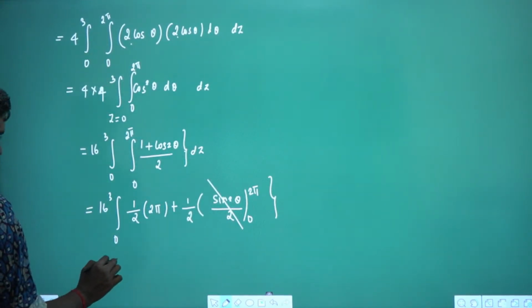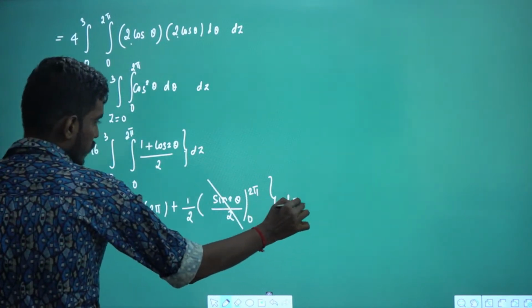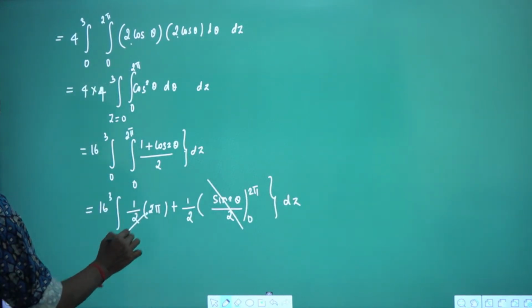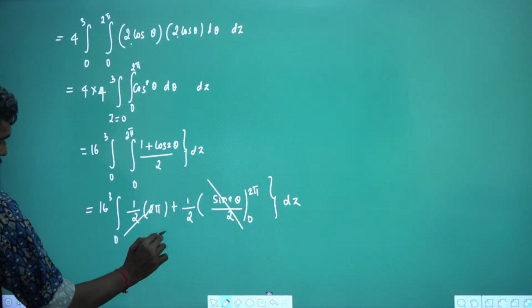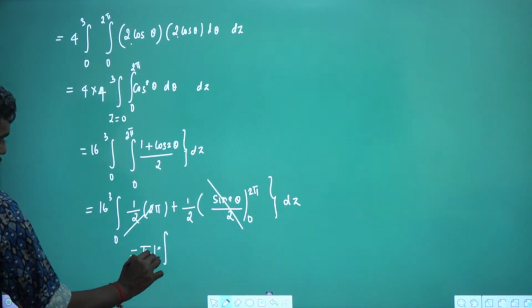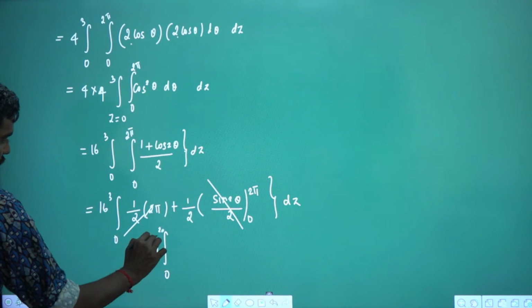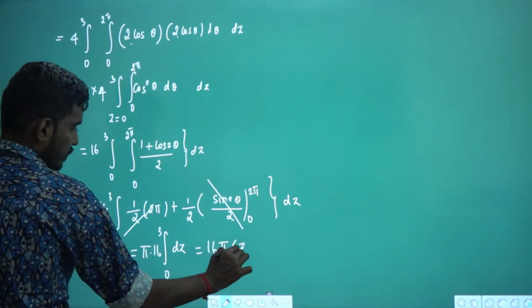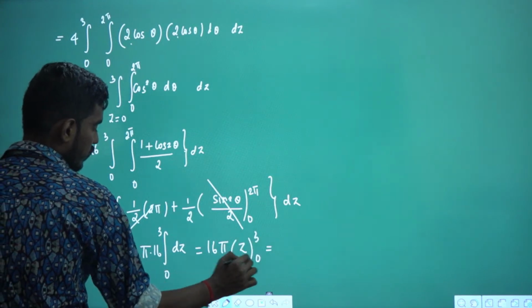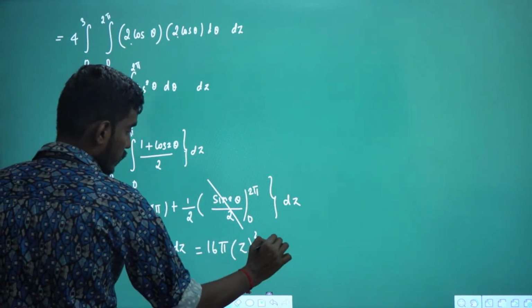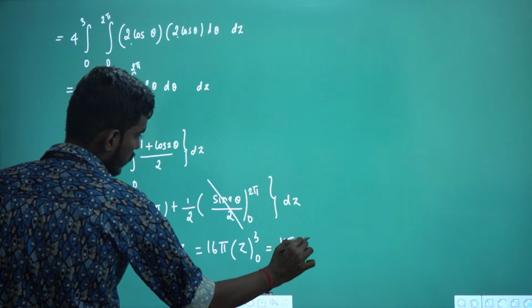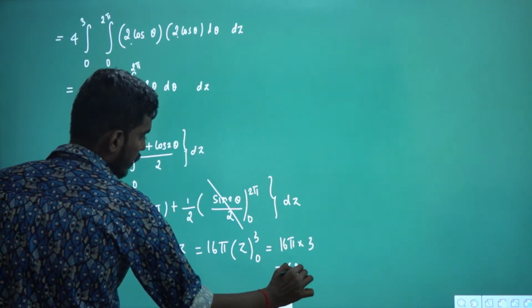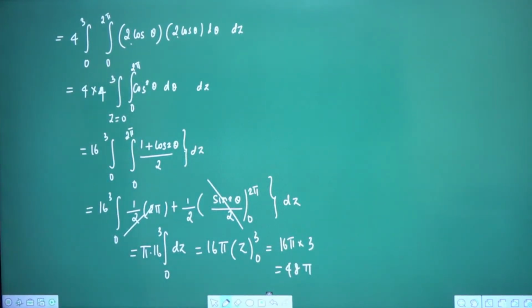So you will have only this term. This 2 will get cancelled. So pi will be taken outside. Already we have 16, 0 to 3 dz. So 16 pi. So integration of dz is z, 0 to 3. So this will be 16 pi into 3. So you will have 48 pi. This we already know, right? This is what we are going to get.